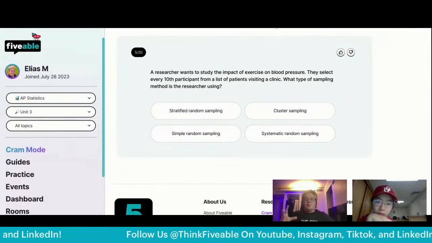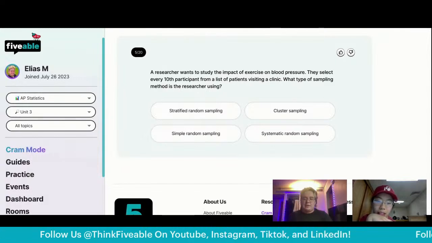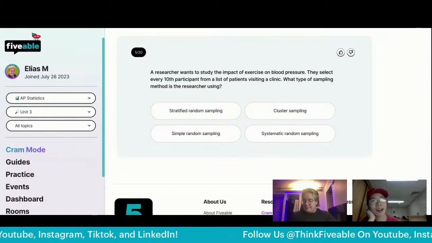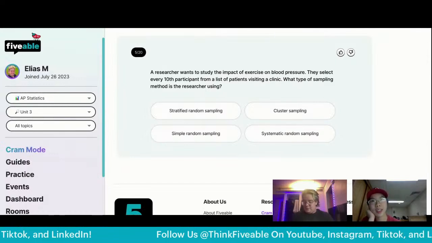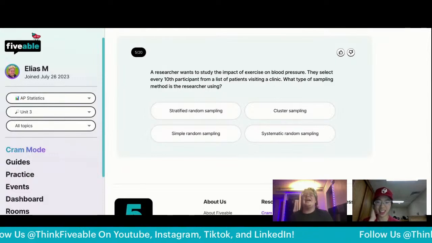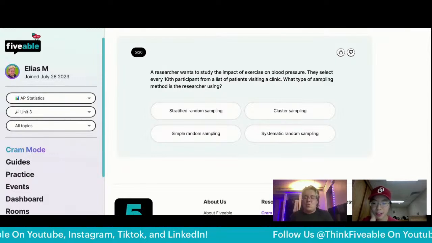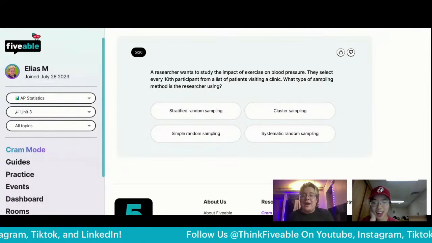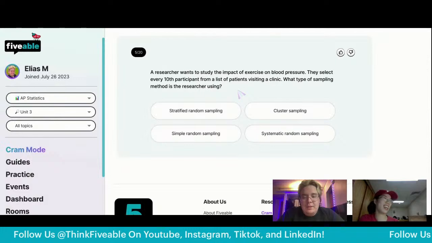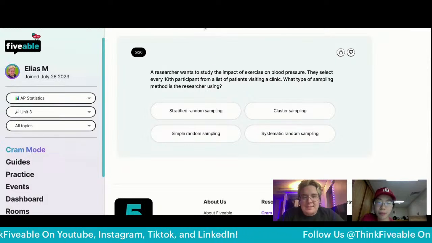Cluster implies a group, like close together. An example of a cluster is if you're going to survey school children, so you randomly pick a school and then survey all of the kids within that school, and assume that that one school is a viable representation of all. Simple random sampling.